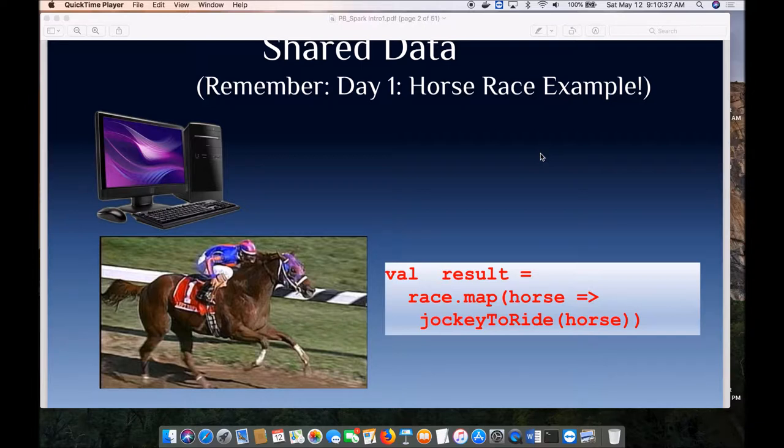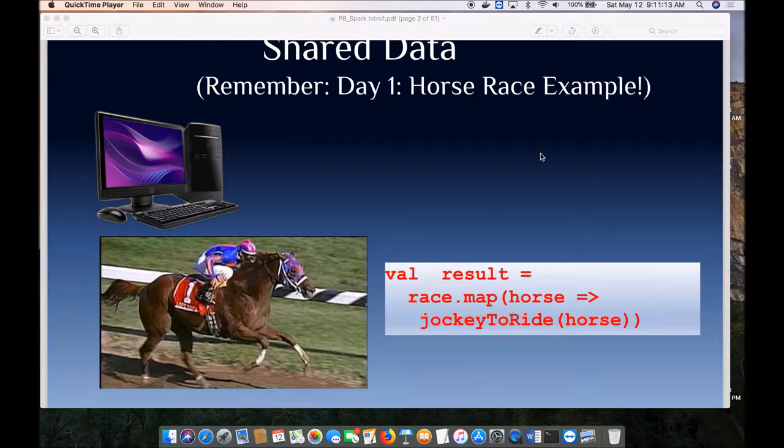I could have written that entire code, but as an advanced Scala programming strategy, you will be writing anonymous functions, and that anonymous function is taking each horse from the race collection, and then it is going to run. And I am calling another function jockey to ride. The jockey is going to ride that particular horse. That is going to run on one desktop. It is going to be executed using the CPU and the available power that you have on one single machine. That's what is happening here, right?